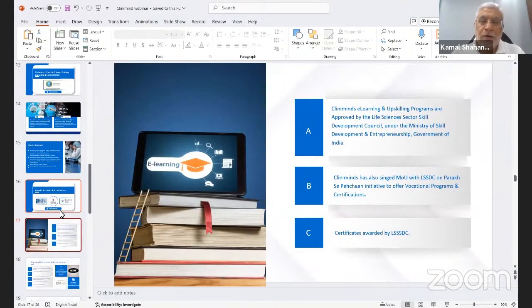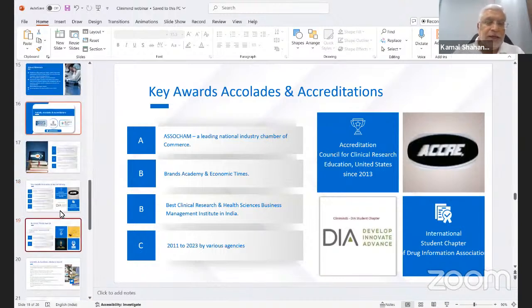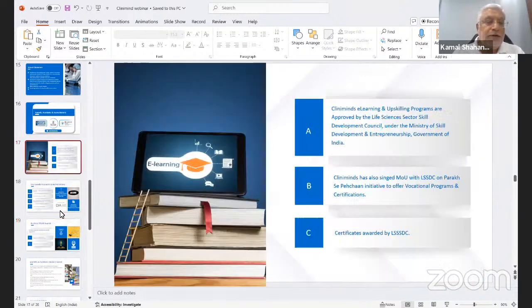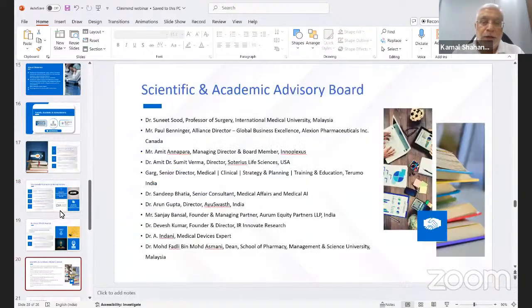Next batch will be starting in October, middle October. And we are accredited by the Government of India body called Life Sciences Sector Skill Development Council under the Ministry of Skill Development. We are accredited internationally by the Accreditation Council for Clinical Research Education in the United States in 2013. So over 11 years of global accreditation, a lot of awards. We are backed up by very solid full-time trainers, but also a very strong scientific and advisory board from the industry and academia. So very senior people from the global companies are our advisors who give us guidance and support on what's happening new, and we bring these changes into our programs and students benefit.